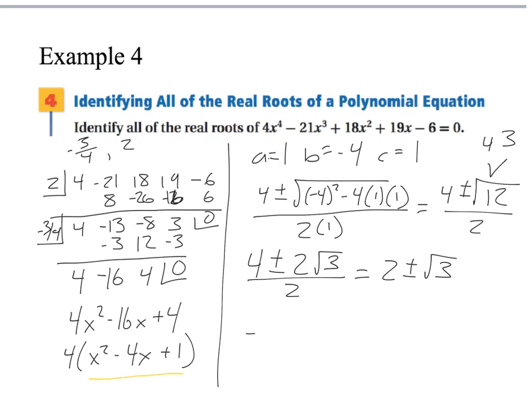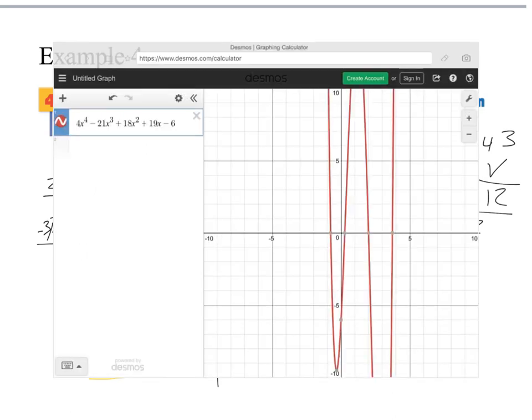So that's going to be negative 3/4. Our solutions are negative 3/4, 2, and 2 plus root 3 and 2 minus root 3. So looking back at our graph, we had negative 0.75, that was the negative 3/4. This 0.268 would be the 2 minus root 3.